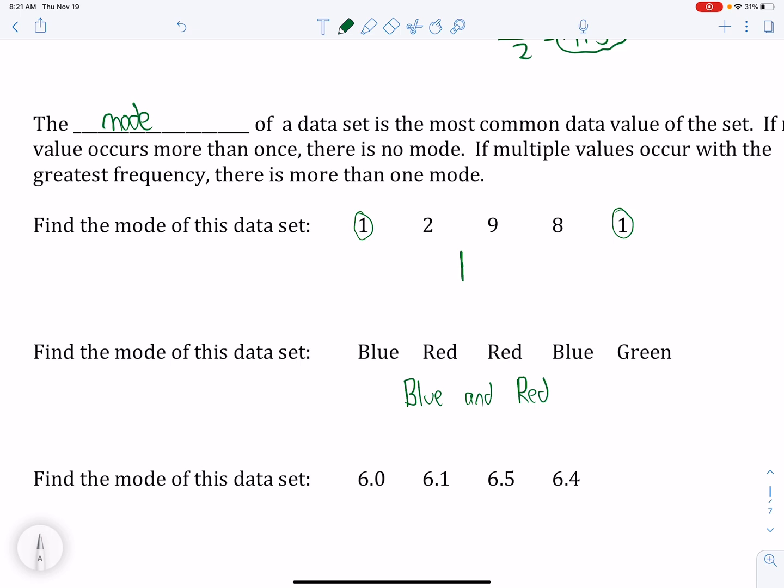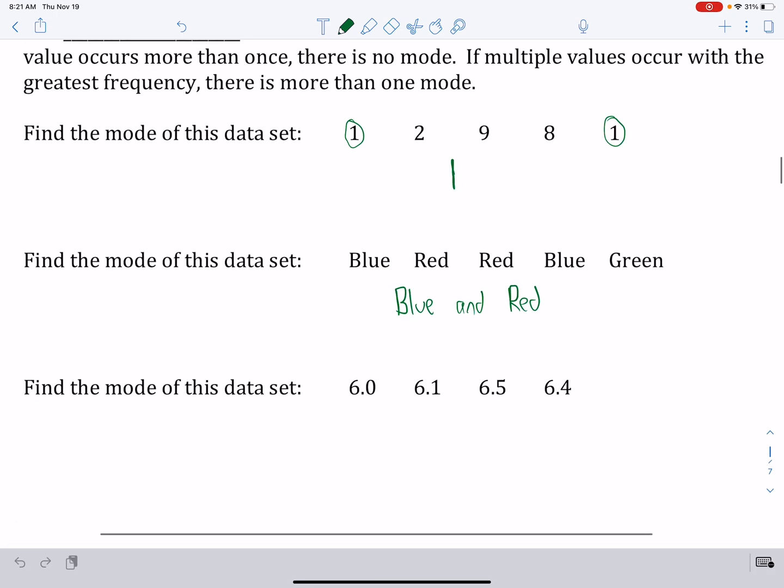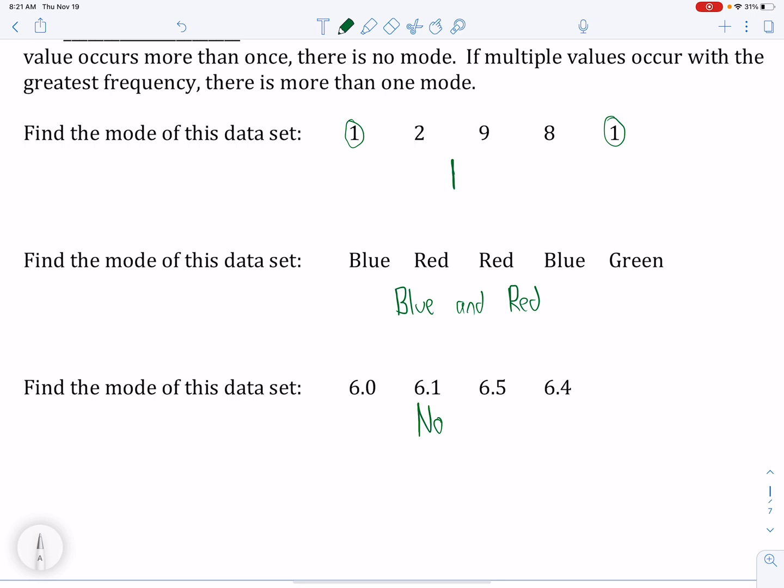If we look at our last set here, 6.0, 6.1, 6.5, 6.4, the data values are all different. And whenever your data values are all different, we would say that there is no mode. So mean, median, and mode are all used to describe typical data values of a set.